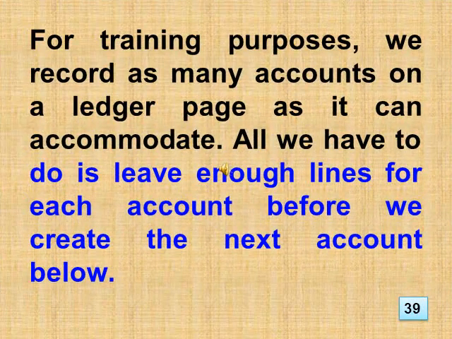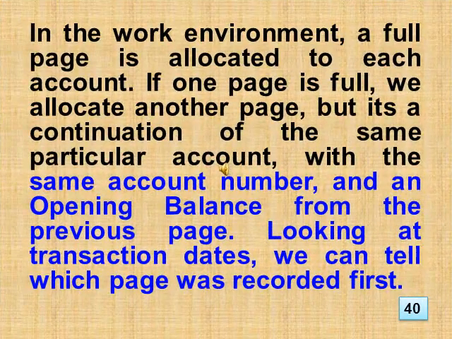For training purposes, we record as many accounts on a ledger page as it can accommodate. All we have to do is leave enough lines for each account, before we create the next account below. In the work environment, a full page is allocated to each account. If one page is full, we allocate another page, but it's a continuation of the same particular account, with the same account number, and an opening balance from the previous page. Looking at transaction dates, we can tell which page was recorded first.